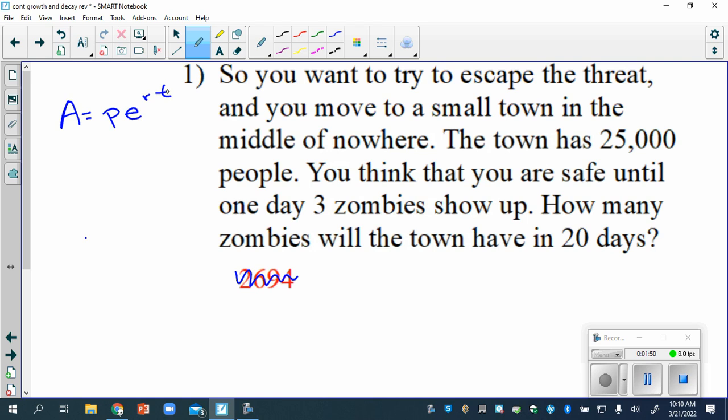So for me, the easiest way to do these is to just fill out my little thing. I need to know the rate, I need to know the time, I need to know my starting amount, and I need to know my ending amount. Now, I'll always be missing one piece, and that's what I figure out. That's my job. Talk to me, Emily.